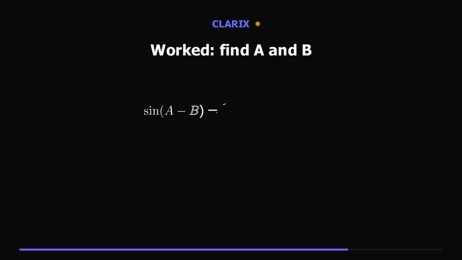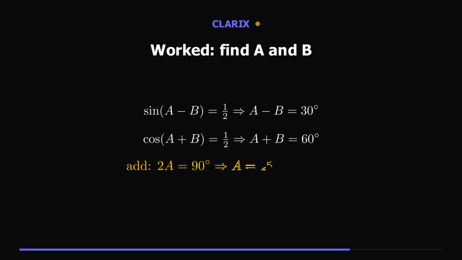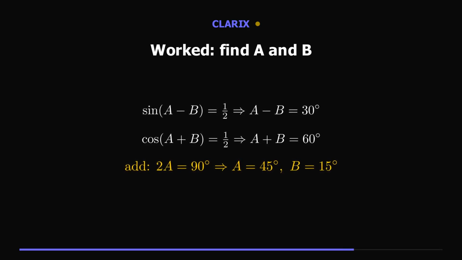A favorite exam type. Suppose sine of a minus b is 1/2 and cosine of a plus b is 1/2 with a greater than b. Sine of something is 1/2 at 30 degrees, so a minus b is 30. Cosine of something is 1/2 at 60 degrees, so a plus b is 60. Add the two equations. 2a is 90, so a is 45. Then b is 15. The table turned a trig problem into simple arithmetic.